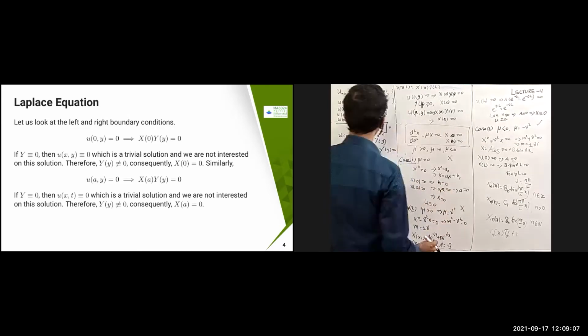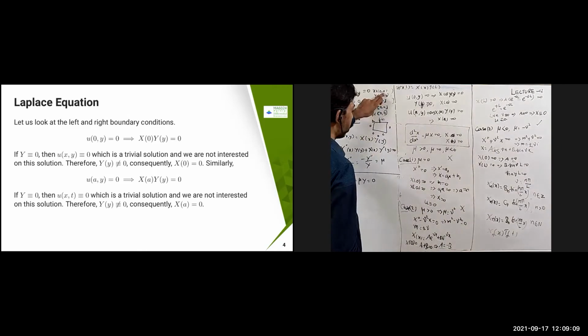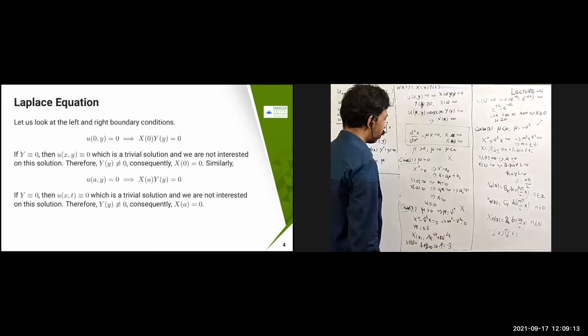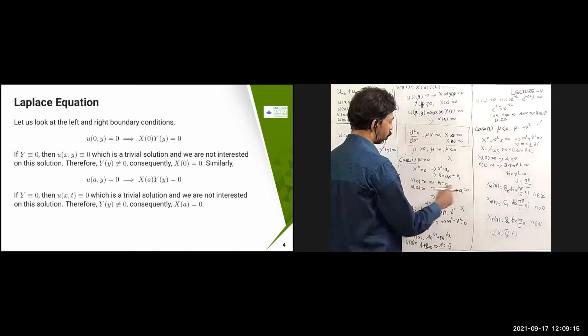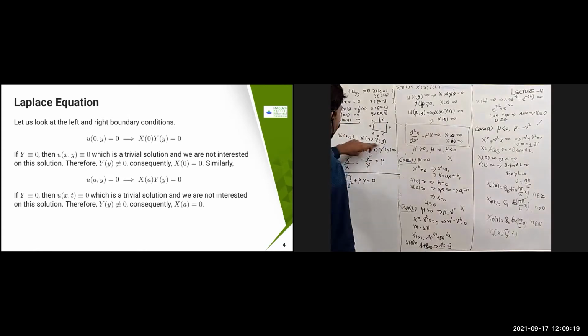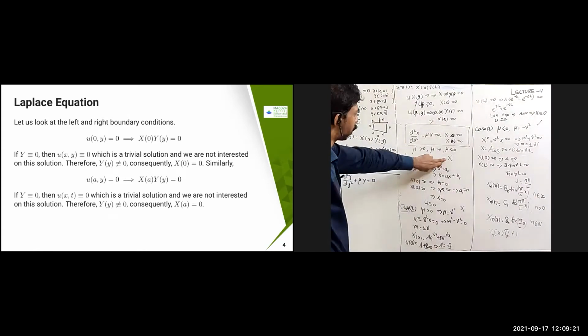But a is an interval length, therefore this is not equal to 0, which implies a1 is equal to 0. So a1 is 0, b1 is 0, therefore x is equal to 0. That means u is simultaneously 0. Therefore, you are going to get a trivial solution in this case. So I'm not interested in this again.